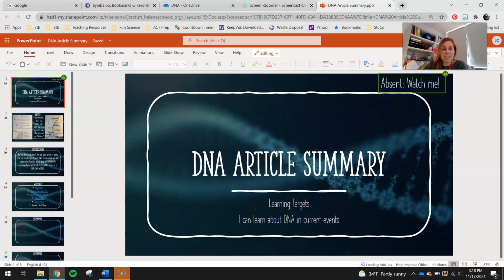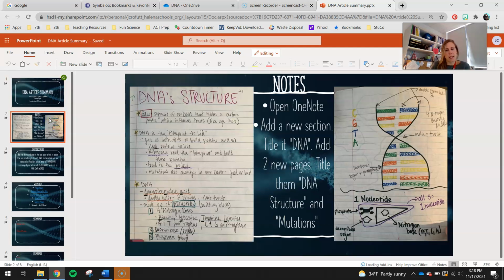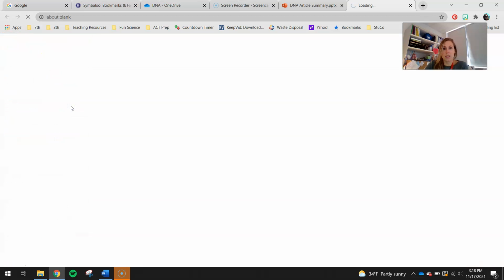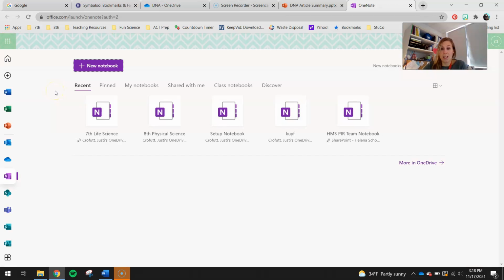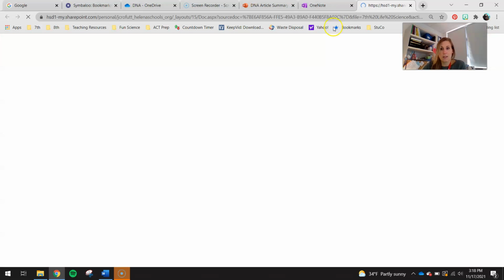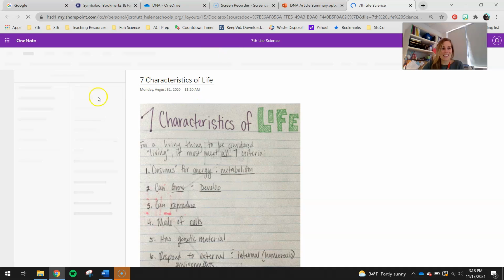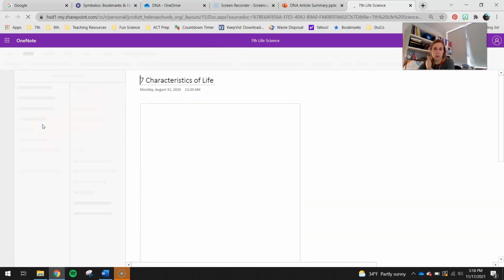Hey 7th graders, today's assignment is your DNA article summary, and your very first activity today is to establish your notebook for this unit. So you guys are going to go into your OneNote. You're going to create a new section, and in that new section you're going to title it DNA. It's going to be a pretty quick little section because we only spend about 2 weeks on DNA.